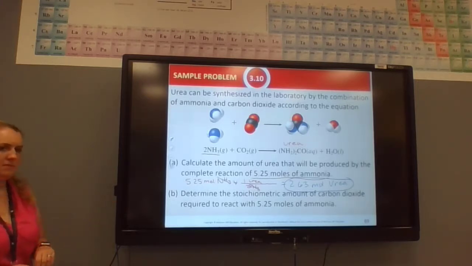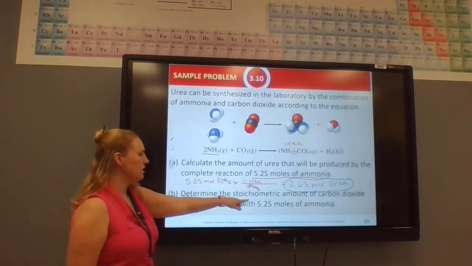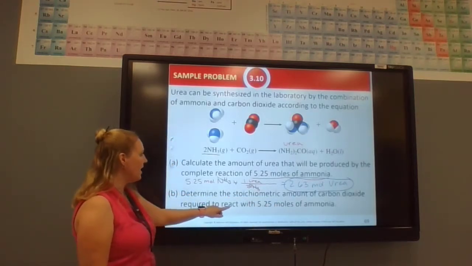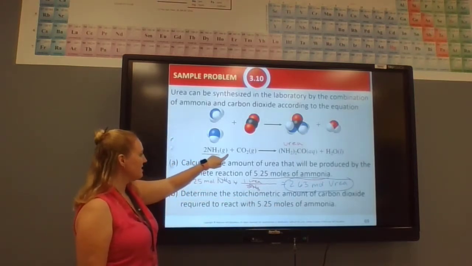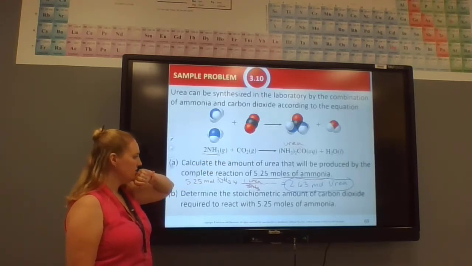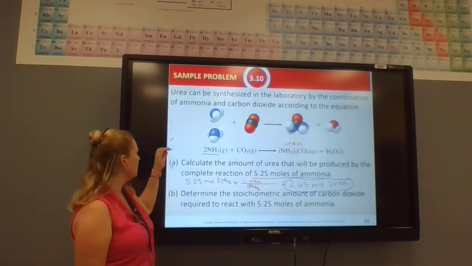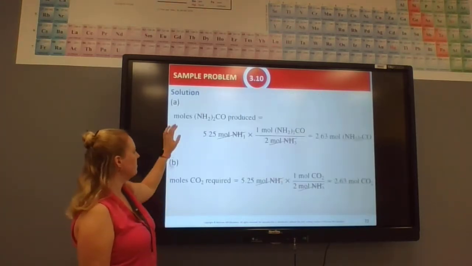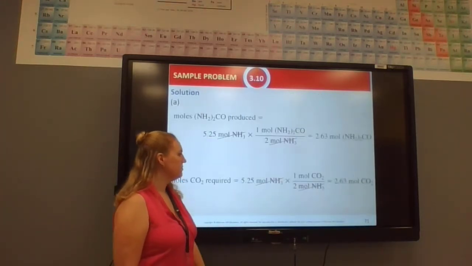Part B says determine the stoichiometric amount of carbon dioxide required. So carbon dioxide to ammonia is a what to what ratio? 2 to 1 again. So that one would end up being the same. 2 to 1 again. That makes sense?